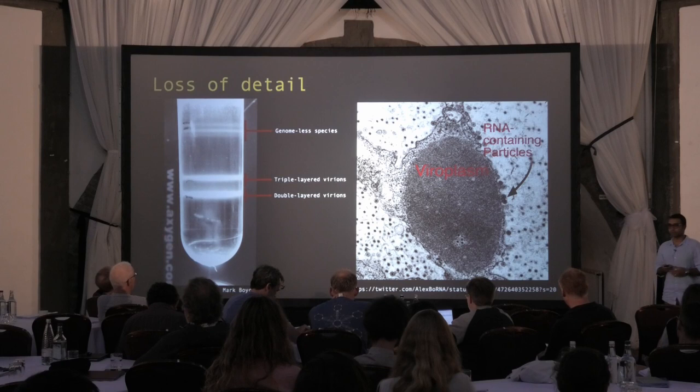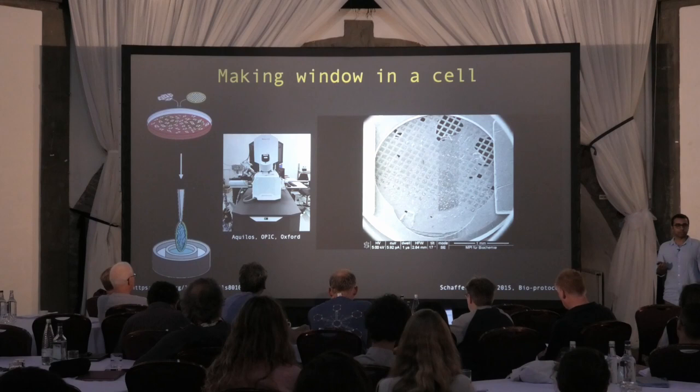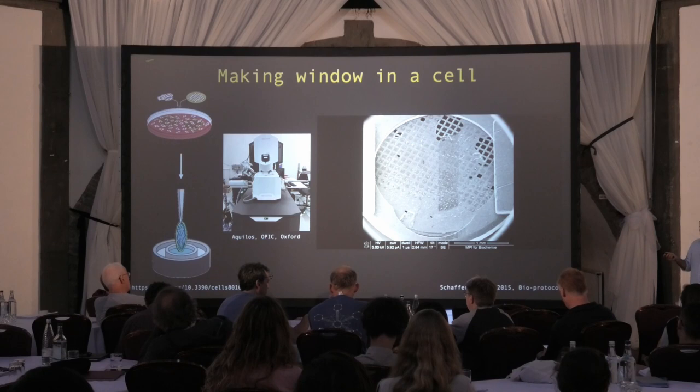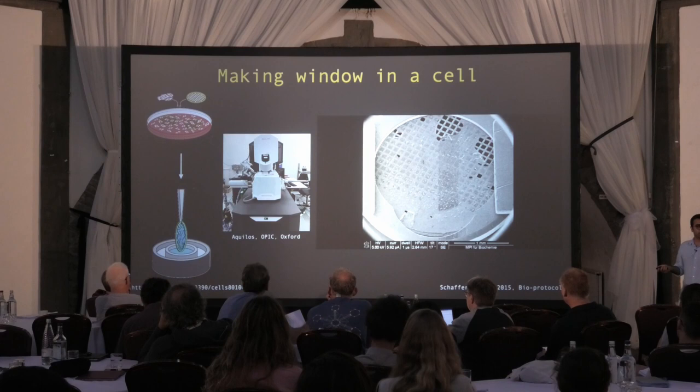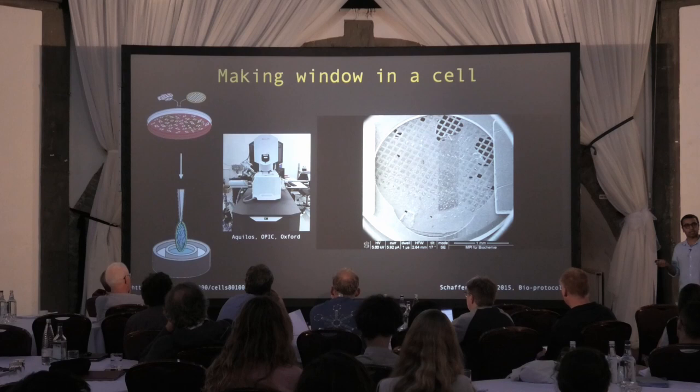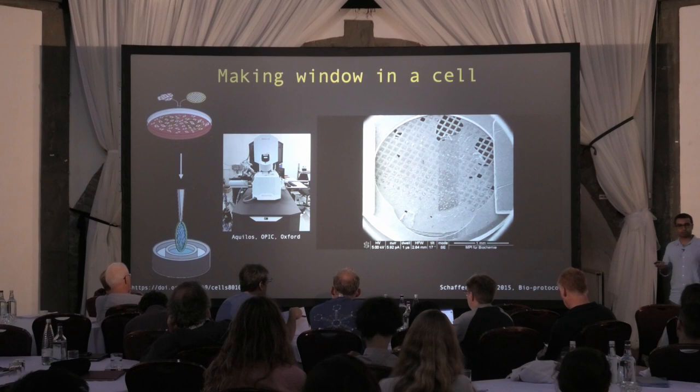But recently, a technology has emerged. When I say recent, it's probably like 7 or 8 years old, or 5 or 6 years old, correct me if I'm wrong. What we do here is grow cells on gold grids. Gold is non-cytotoxic. We rapidly freeze them in liquid ethane, and then we put them in an SEM that is equipped with a cryo stage and a focused ion beam. This technology is known as focused ion beam milling. It's a technique that we've adapted from the material science field.